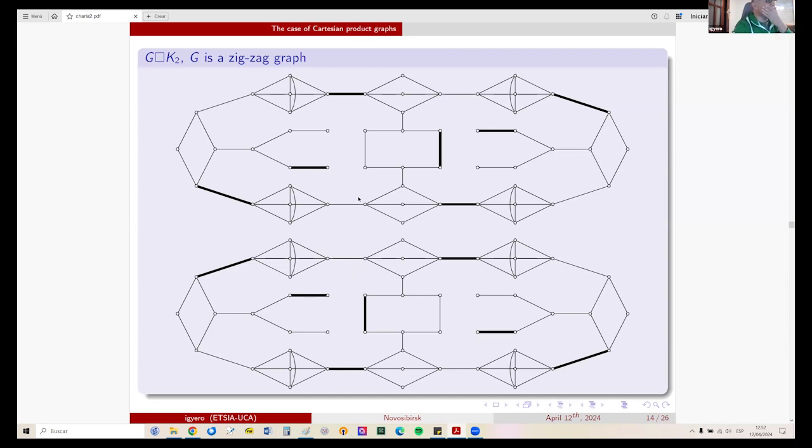In this case, as you see, all the edges are horizontal, because they belong to the copy of the graph G. This is drawn kind of vertical, but it's a horizontal edge, and they are in the copy of G. So this is one situation in which we have this construction.